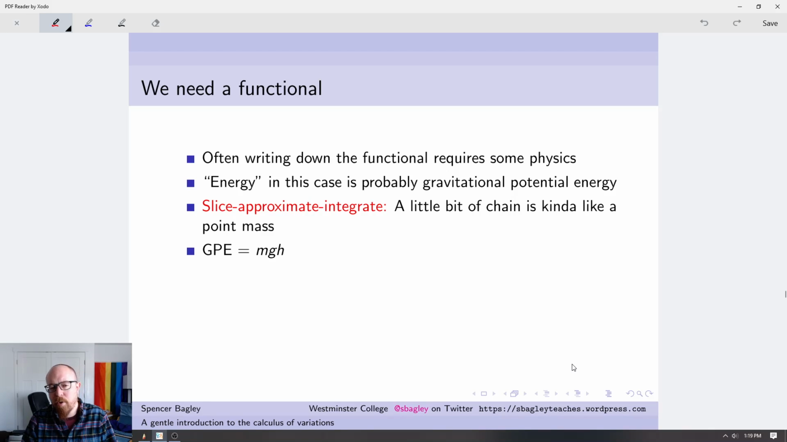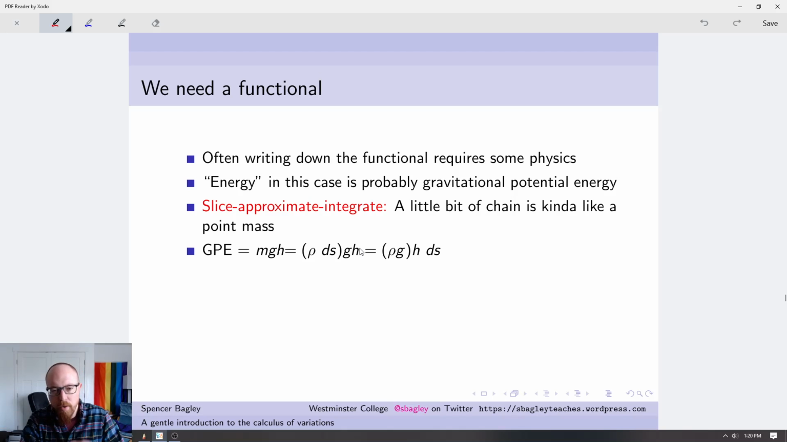We are going to slice, approximate, integrate again. We're going to think of a little chunk of the chain as a point mass, and then the gravitational potential energy of a point mass is the mass of that thing times acceleration due to gravity times the height that it has above the ground. Well, the mass of that little thing is going to be the mass density of the chain times ds. Oh, look, there's that ds that I told you was going to show up again, multiplied by g multiplied by the height. I am going to assume here that the mass density of the chain is constant, which is a pretty decent assumption, because otherwise things would get real bad.